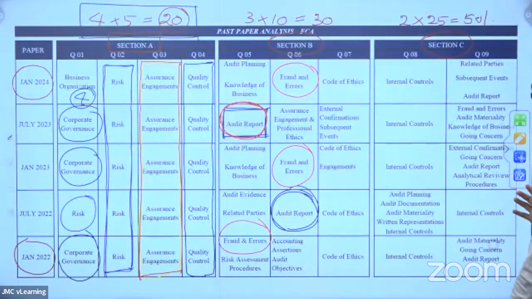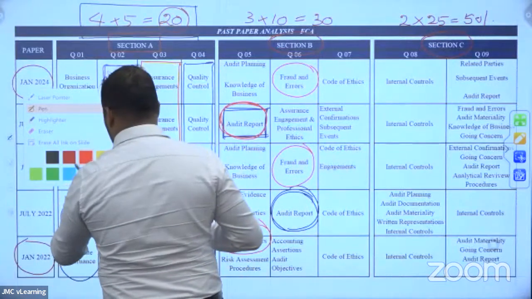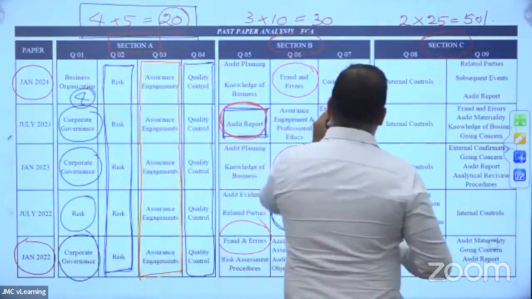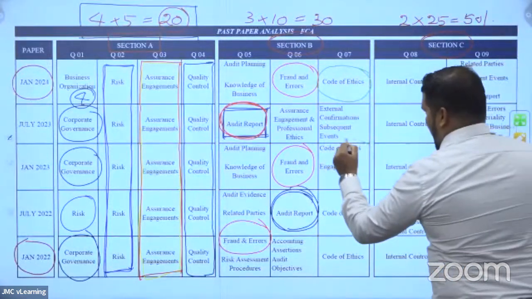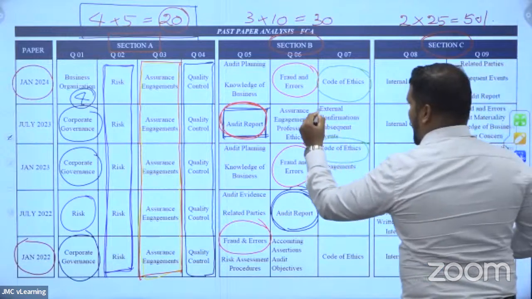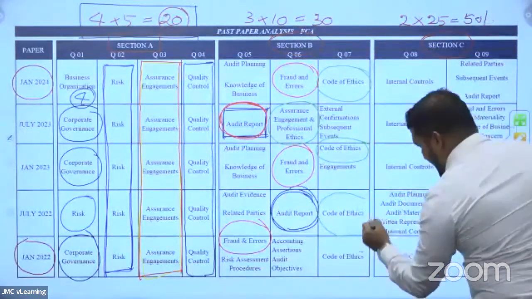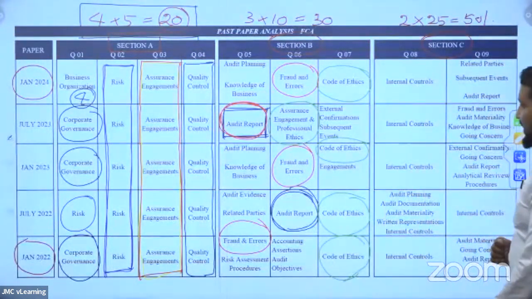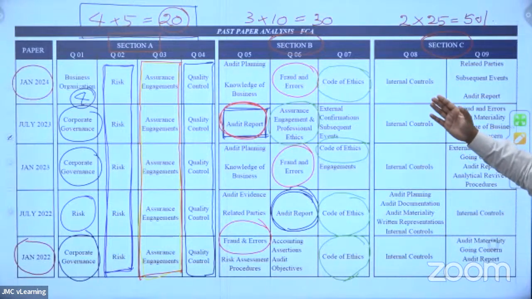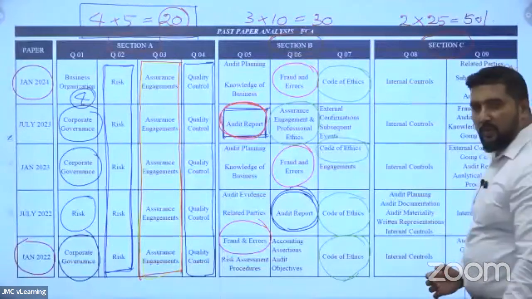Right. Then another area where your attention needs to be devoted to is code of ethics. Every year, when you analyze the last 5 papers, a question came from code of ethics in every exam.